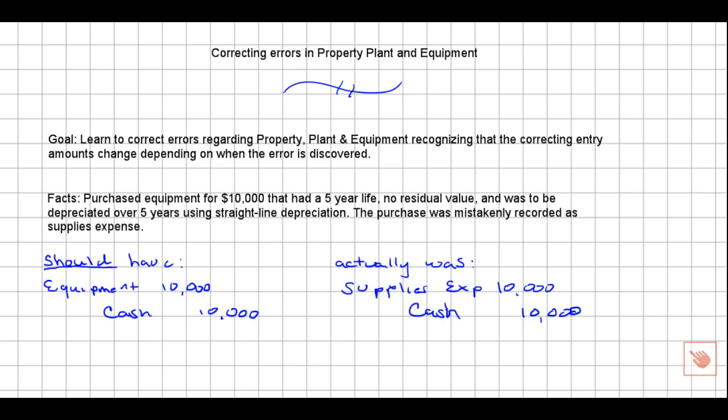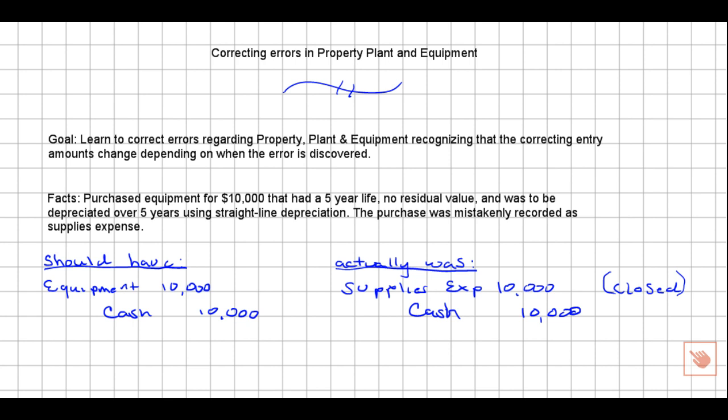So what the entry should have done was to debit equipment, the asset, and credit cash. But what the entry actually was, was to debit supplies expense and credit cash. So cash was okay, but the error lies in the equipment account and supplies expense. And remember, supplies expense is closed at the end of each year, and so the amount's no longer in the supplies account because we said that this mistakenly happened 3 years ago. Making a mistake 3 years ago doesn't give you permission to make another mistake.